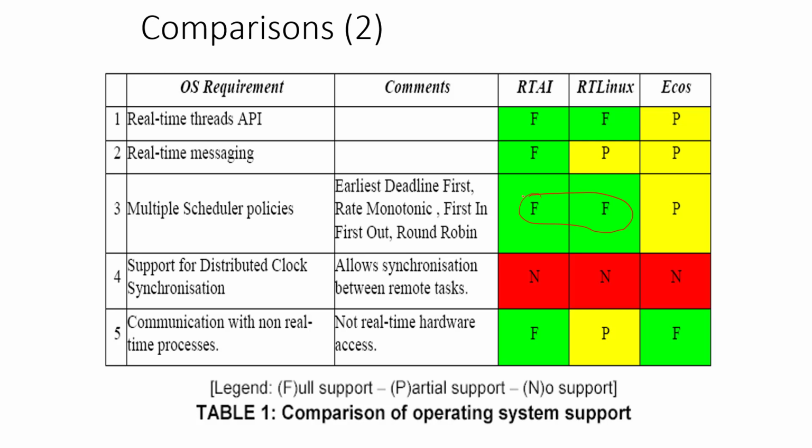And you need to understand that the first two are addenda to a regular Linux system, but eCos by definition is a very, very small system. Nobody supports distributed clock synchronization, not required. Communication with non-real-time processes: we have seen the mechanism that uses shared memory queues, FIFO queues, in RTAI. So that is doable. In eCos it doesn't make a lot of sense because everything is still in kernel mode, and in RT Linux it is partially supported.